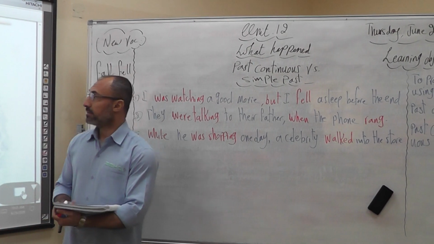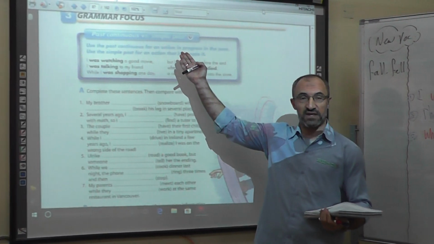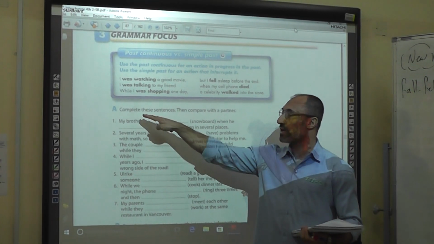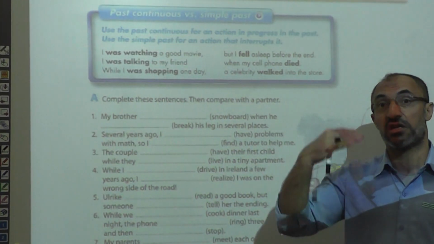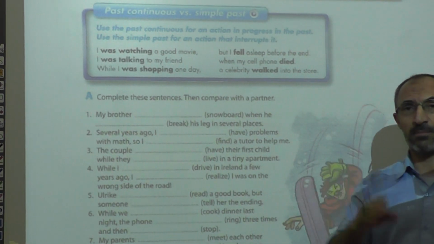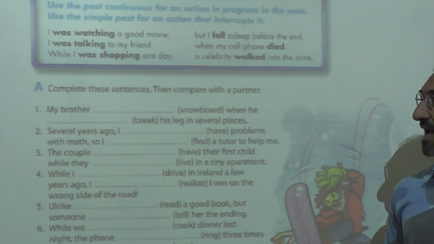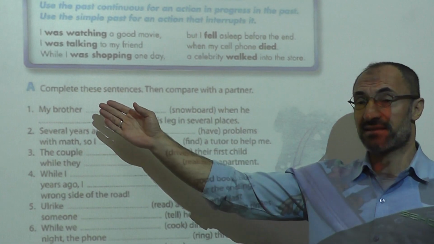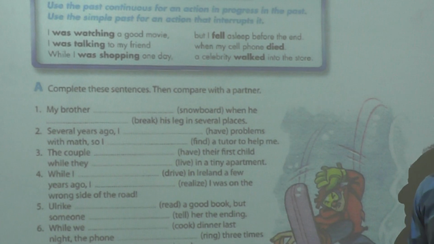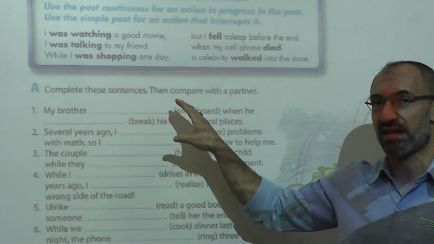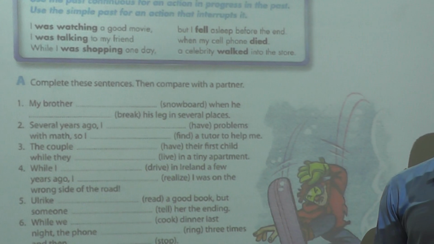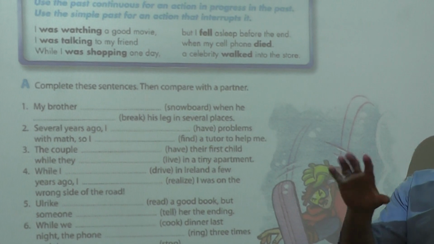On the board, here we have our rule that we have just explained. And below here we have an exercise that might show in detail how we can use the simple past tense to interrupt that continuous action. So, our exercise rubric: complete the sentences, then compare with a partner.